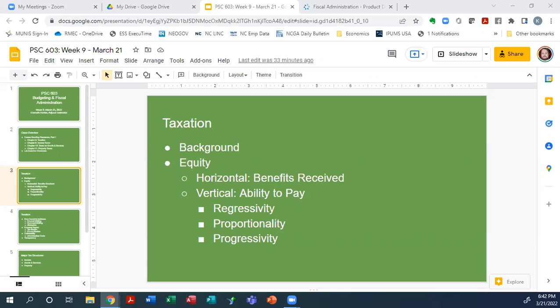Let's now transition into vertical equity. And of the two types of equity, this is the one that gets the most focus a lot of times. And this deals with the ability to pay. And really it talks about, are you dealing with the distribution of taxes and revenues on the basis of a person's ability to pay them? There is a lot of debate about this, particularly with the primary means of taxation that we use in this country. And we typically look at it from three different perspectives. That a tax from a vertical equity perspective is either regressive, proportional, or progressive.